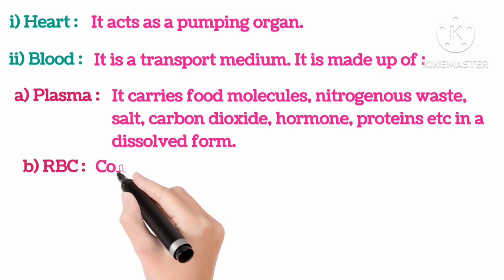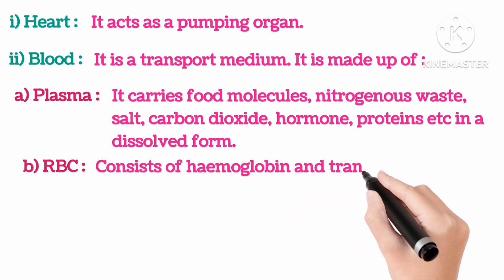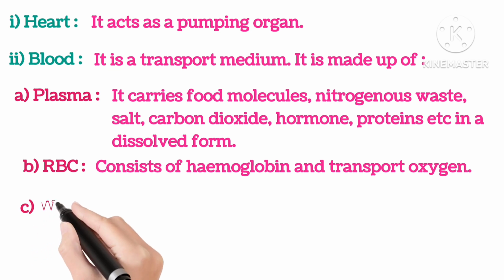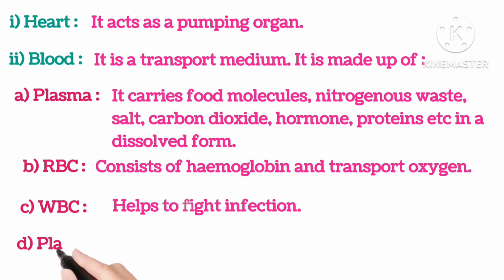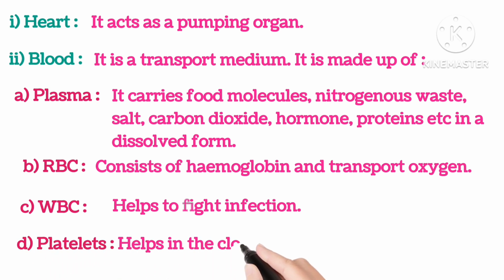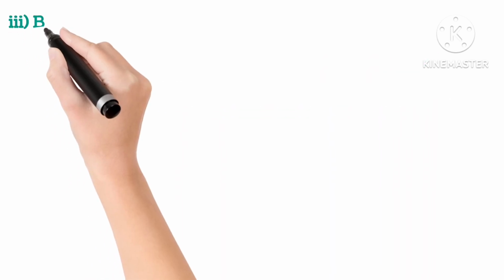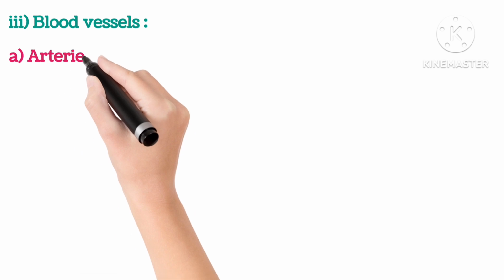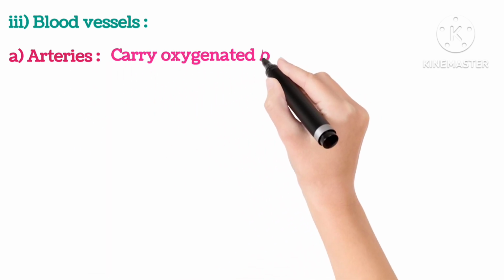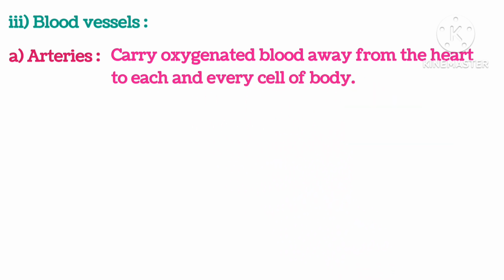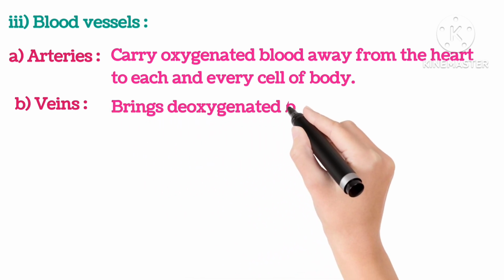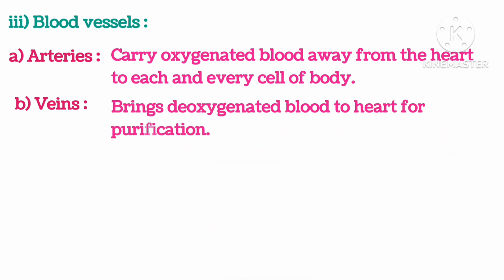B is RBC. It consists of hemoglobin and transports oxygen. C is WBC. It helps to fight infection. And D is platelets. They help in the clotting of blood. Third is blood vessels. They are of two types: arteries, which carry oxygenated blood away from the heart to each and every cell of the body, and veins, which bring deoxygenated blood to the heart for purification.